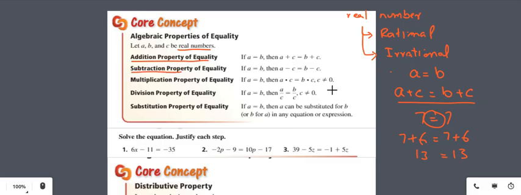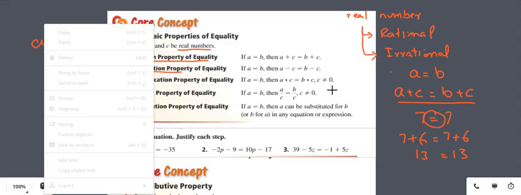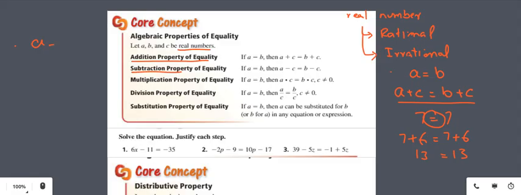Okay, similarly, there is a subtraction property of equality. What does it mean? It means if two real numbers are equal, for example a is equal to b, and you subtract the same number from both sides, then the result will remain the same. Again, let's take 7 equals 7, and consider c is 6. If we subtract 6 from both sides, the equality will remain the same. There is no effect on the equality relation.